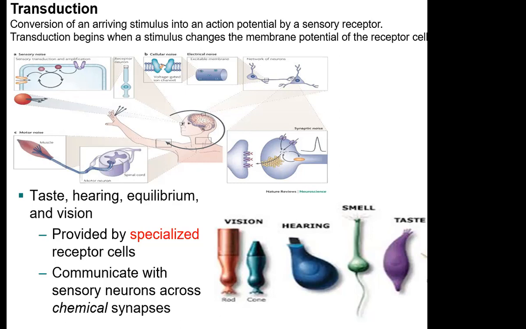So the transduction is all about that stimulus turning into an action potential because of the changes in our receptors, changing those membrane potentials and sending that signal along the pathway. You can see some of those receptors here. Taste, hearing, equilibrium, and vision have their specialized receptor cells. They all look different from one another.